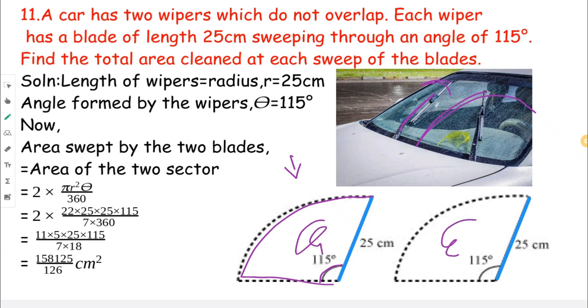All right, so radius given, theta given, area swept by the two blades, right? So how do you find it? Simply the area of the two sectors. These two is there because there are two wipers. Clear? So we're doing it together. You can do for one blade and then multiply by 2, but we're doing it directly here, right? So what is the area of the sector formula? Pi r squared theta by 360. Pi is 22 by 7, radius will go to 25 into 25, theta they've given 115.